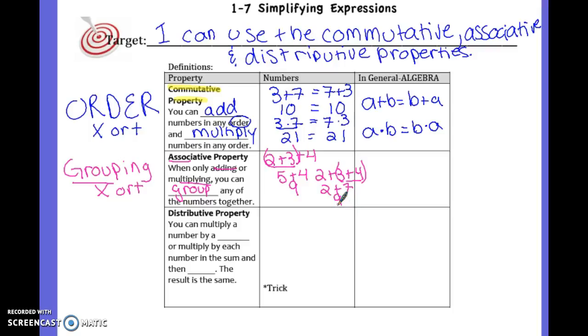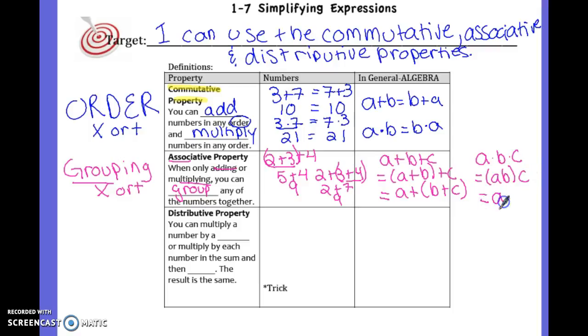So in general, if you have A plus B plus C, it could equal, in parentheses, A plus B, plus C, or A plus, group together your B plus C. The same thing works with A times B times C. You could have, in parentheses, A times B, outside the parentheses C, or A outside the parentheses times B times C. And you get the same answer.